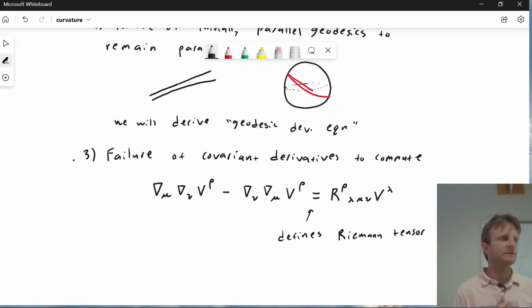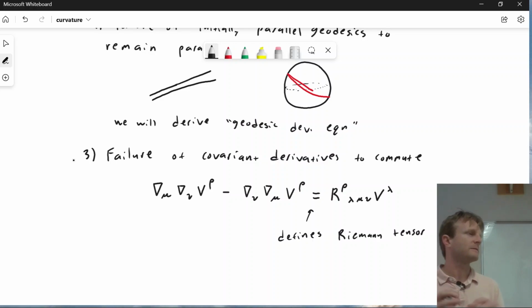The only time they commute is if there's no gravity at all. Space-time is flat, but that's no gravity. We will do the Newtonian limit a little later. Once we have Einstein's field equations, we will take the limit where gravity is weak, and we will see how all these things, covariant derivatives, Christoffel symbols, give us back the phenomenology of Newtonian gravity.